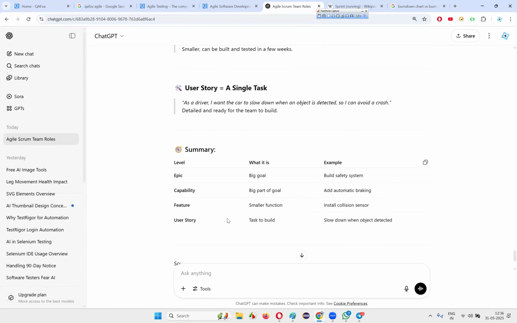Okay. Hope you can see this, right? This is what you have to understand. There are different things, but in most cases you will come across epic and user story. Capability and feature I haven't come across, but maybe you may. You can remember this. It's not a big goal. It's a big part of the goal.